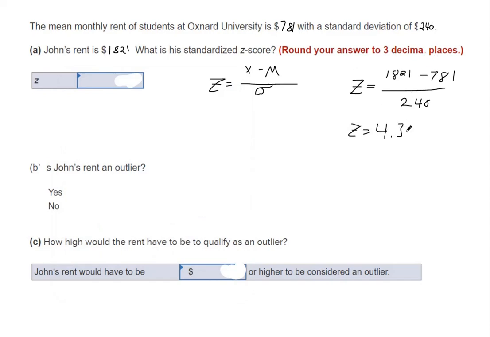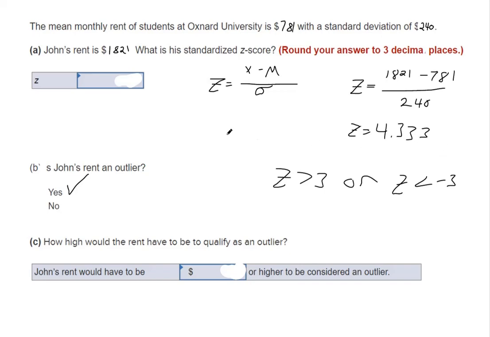And they say round to 3 decimal places, so I'm going to stop here. That's their z-score. Is John an outlier? Yes, because our textbook says any z-score greater than 3 or a z-score less than -3 is an outlier. A lot of textbooks do say that too.